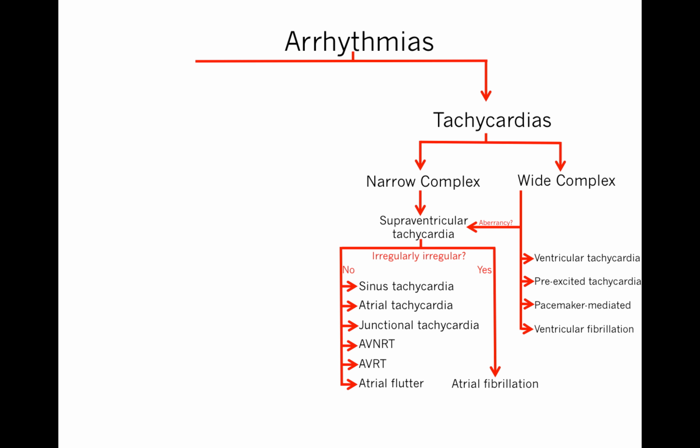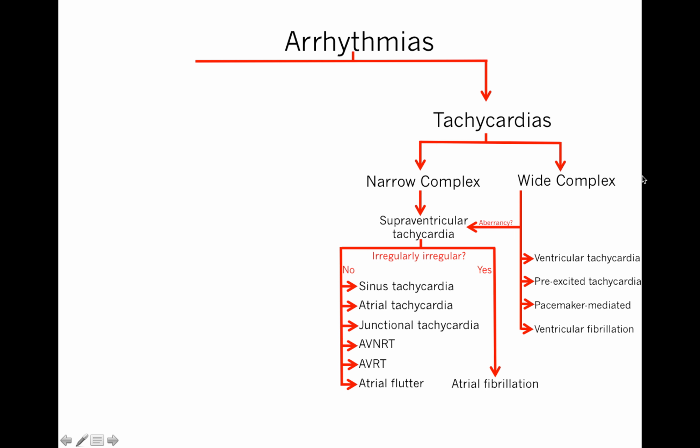And in the narrow complex tachycardia group, the tachycardia mechanism must be originating from the atrium. And the reason the QRS is narrow is because the tachycardia originates from the atrium, conducts down the his Purkinje system in a fast way, and then both ventricles depolarize simultaneously, yielding a narrow QRS.